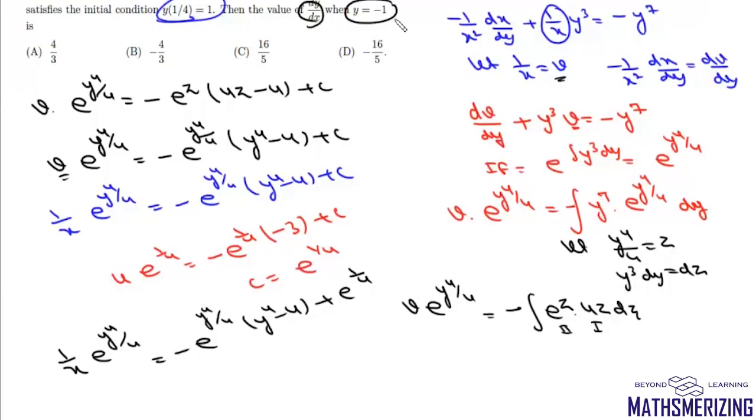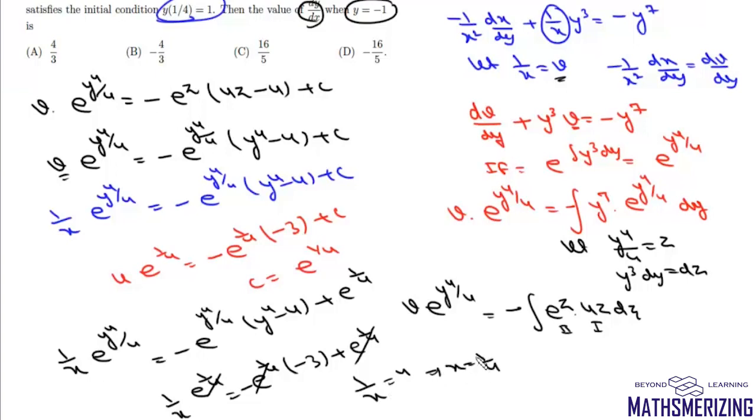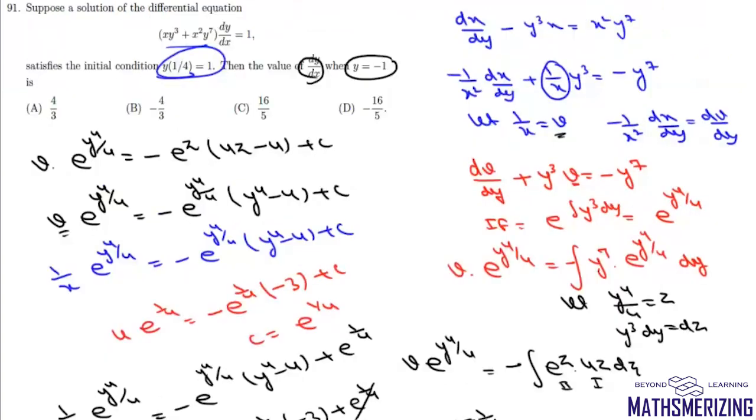Now we need to find value of dy by dx when the value of y is minus 1. So first we need to find value of x. Now we'll put y as minus 1, we'll get 1 by x e to the power 1 by 4 will be minus e to the power 1 by 4 minus 3 plus e to the power 1 by 4. Now e to the power 1 by 4 will cancel. We'll get 1 upon x as 3 plus 1, which is 4. Value of x will be simply 1 by 4. So now we have this condition that when y is minus 1, value of x is 1 by 4.